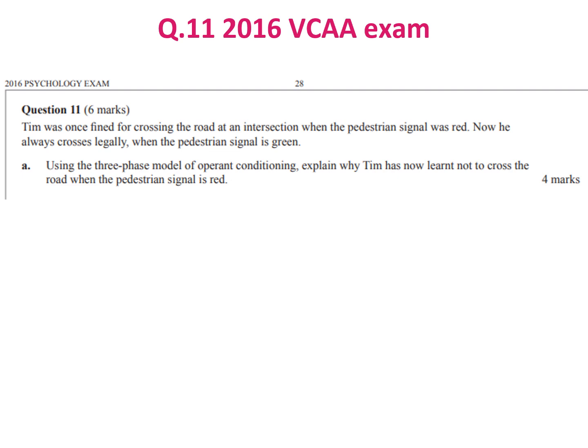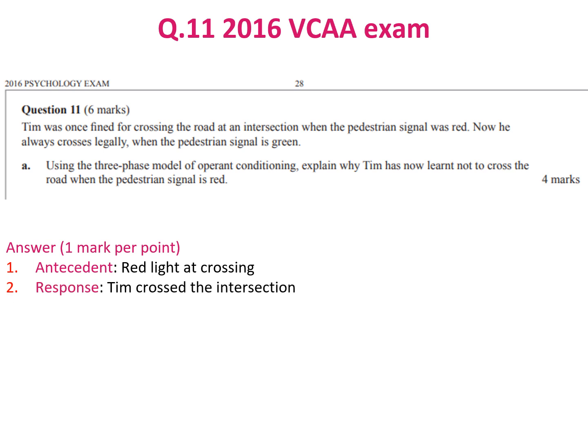To illustrate, let's have a look at this 2016 question. Tim was fined for jaywalking when the pedestrian signal was red, and the question's asking, using the 3-phase model, explain how he's learned not to cross the light when the pedestrian light is red. We've clearly got to identify what the antecedent is. The antecedent is the red light, because that gives Tim a choice. His behavior was he ignored what the red light meant. He crossed the intersection, and then he copped a fine as his consequence. Make sure you emphasize the antecedent, response, and consequence.